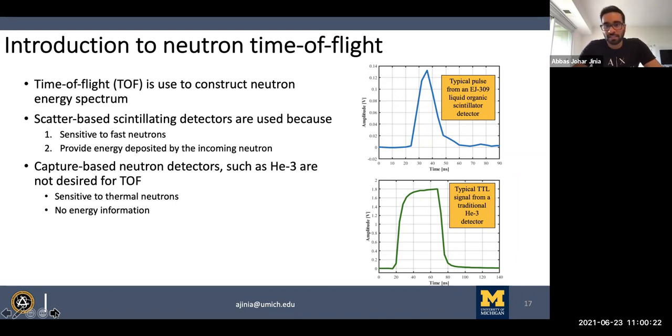Capture-based neutron detectors, such as traditional helium-3 detectors, are not favorable for time of flight. The reason is that they are sensitive to thermal neutrons, and when fission happens, the neutrons emitted are all fast neutrons, so they are highly energetic. And there is no energy information. Every time a neutron is captured in a helium-3 detector, what we get is a transistor logic signal, whether it's a yes, meaning a neutron detected, or a no, no neutron detected. So we can't get any energy information in capture-based neutron detectors.